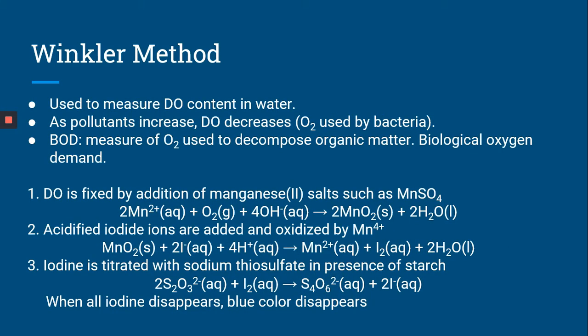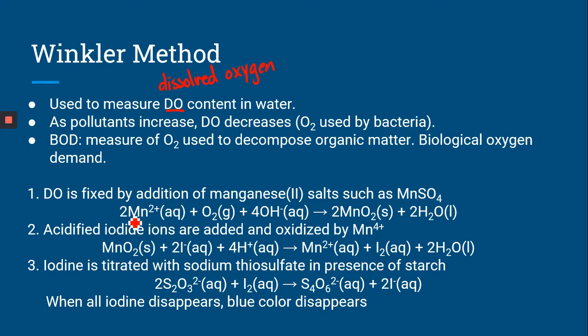The Winkler method is another application of this. It's used to measure the dissolved oxygen content of water. So DO stands for dissolved oxygen. As pollutants increase, the dissolved oxygen tends to decrease because the oxygen is being used by bacteria. So you could look at the dissolved oxygen content of a lake or a river or the ocean and figure out how much pollution there might be.